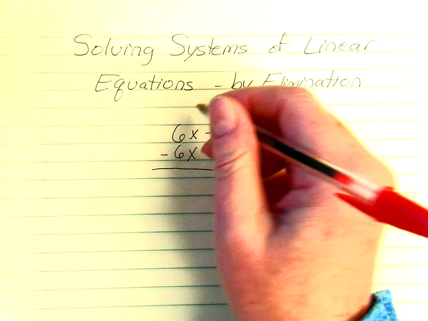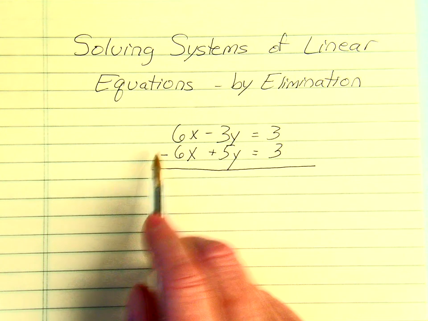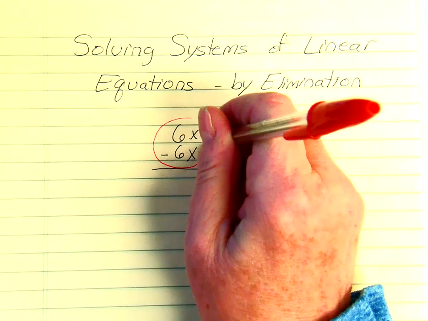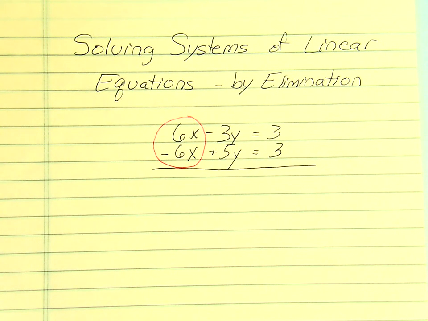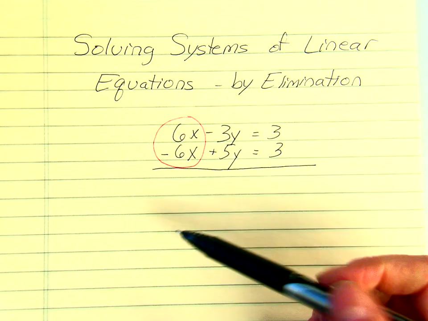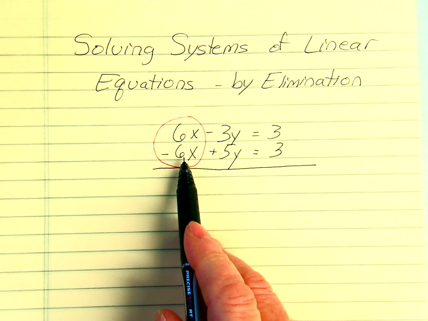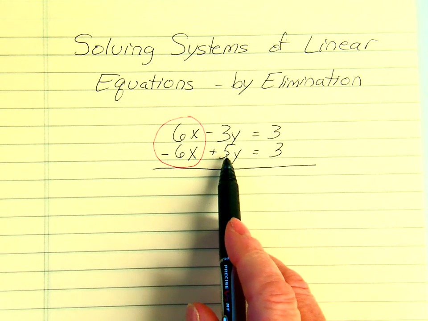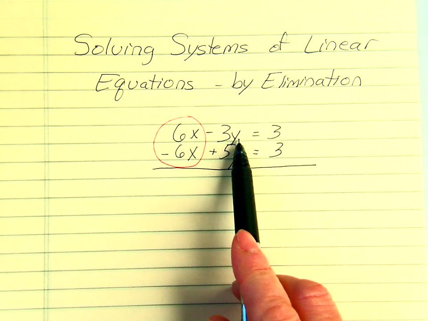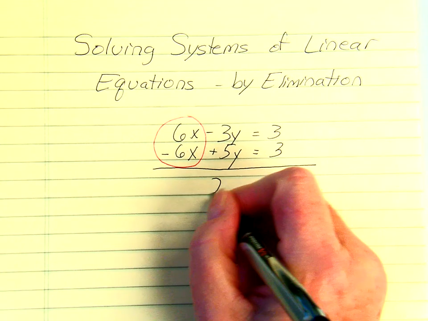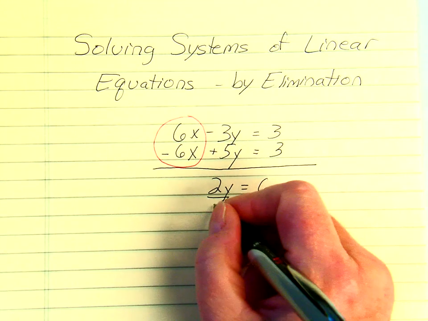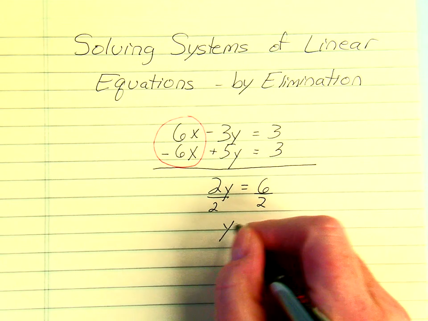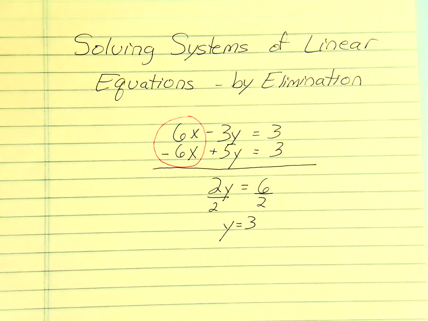So let me point out the positive 6x here and the negative 6x here. We know that when you combine a positive 6x with a negative 6x, our result is 0. So we're going to know that this x term is now gone. Now we're going to combine our y terms. So we've got negative 3y, a positive 5y. So we've got a positive 2y equals, and 3 plus 3 is 6. Dividing both sides by 2, and we see that y is equal to 3. Okay, so now we have solved for our y value.